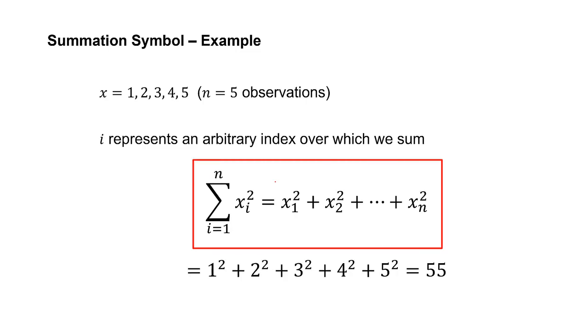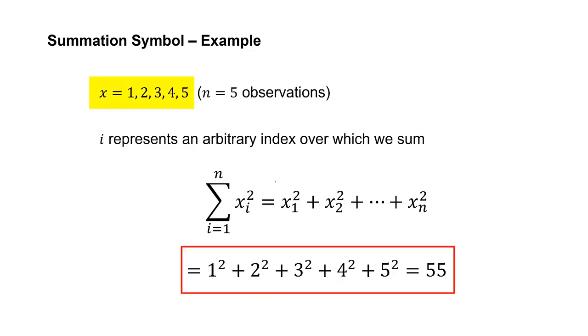Let's go through another quick example. If we had the summation sign here of x sub i squared, going from 1 to n, where n equals 5 in this case, that's just x1 squared plus x2 squared plus, up to xn squared. For this set of data, x equals 1, 2, 3, 4, 5, we square each item and we sum and we get 55.